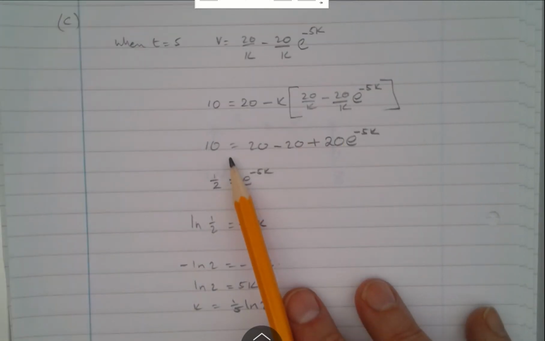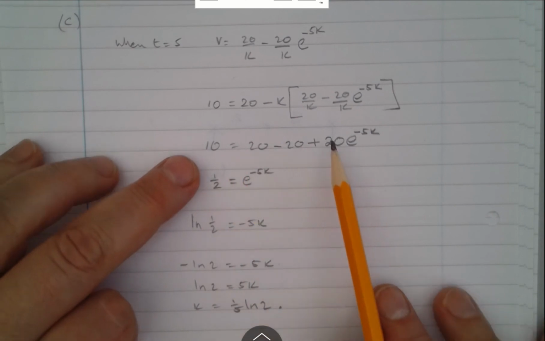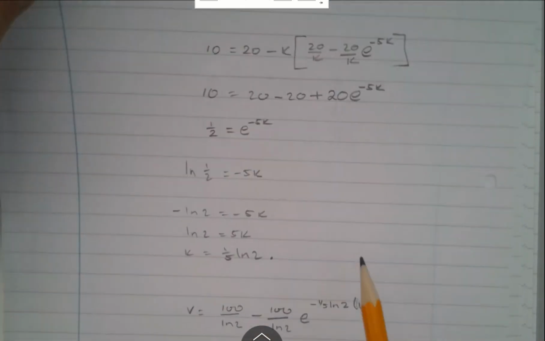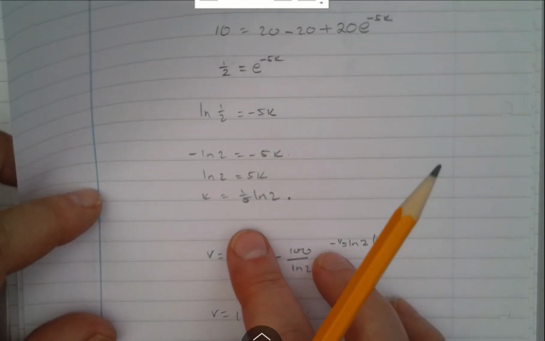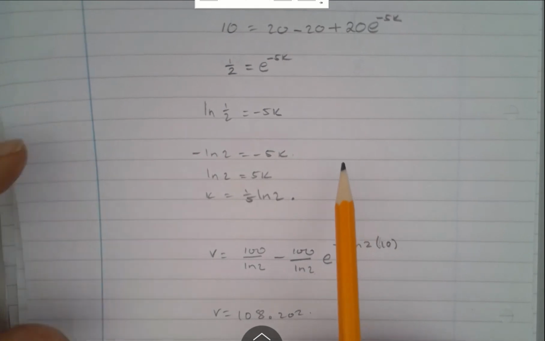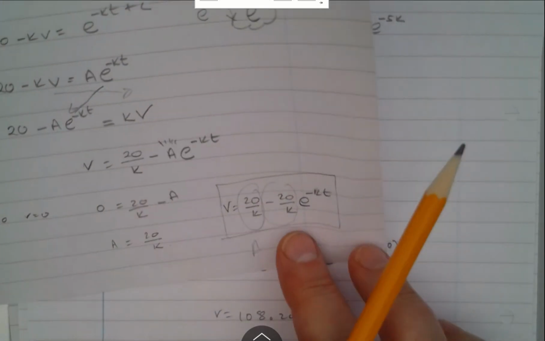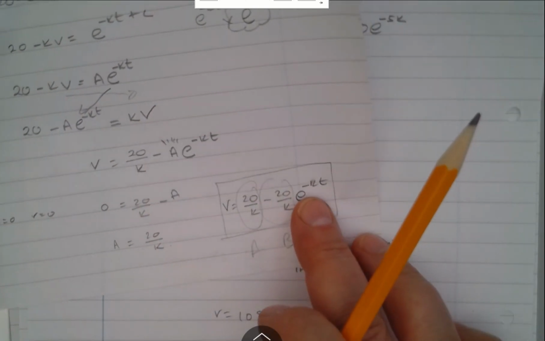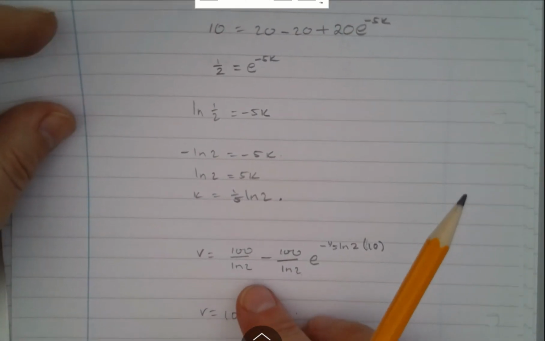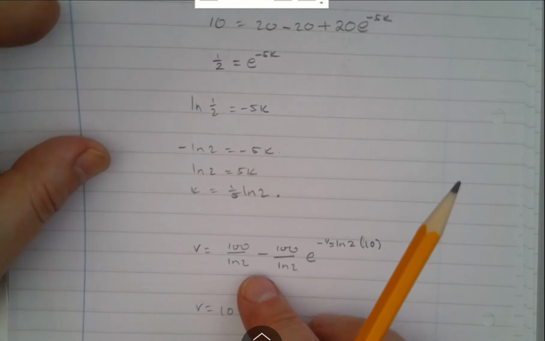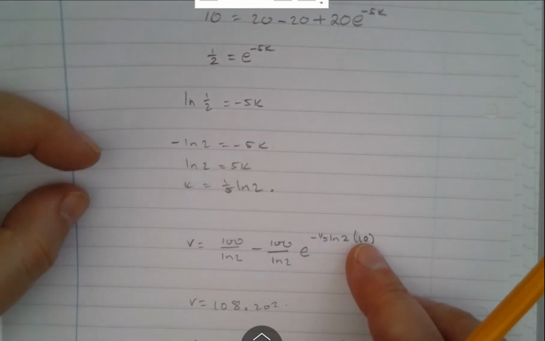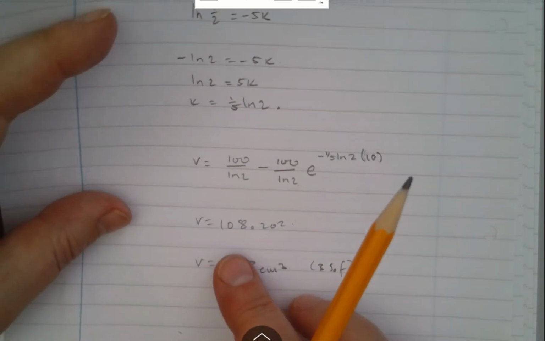I then swapped out the dV/dt for the 10 and solved the equation, and using my e's and ln's figured out that k must be a fifth ln 2. That allows me to replace in this equation here, which we worked out previously, that k is now a fifth ln 2, and you can see me do that there. 20 divided by a fifth is 100, and I just substitute in here, then they tell me that t is 10, and shove the numbers in the calculator, I get V is 108.